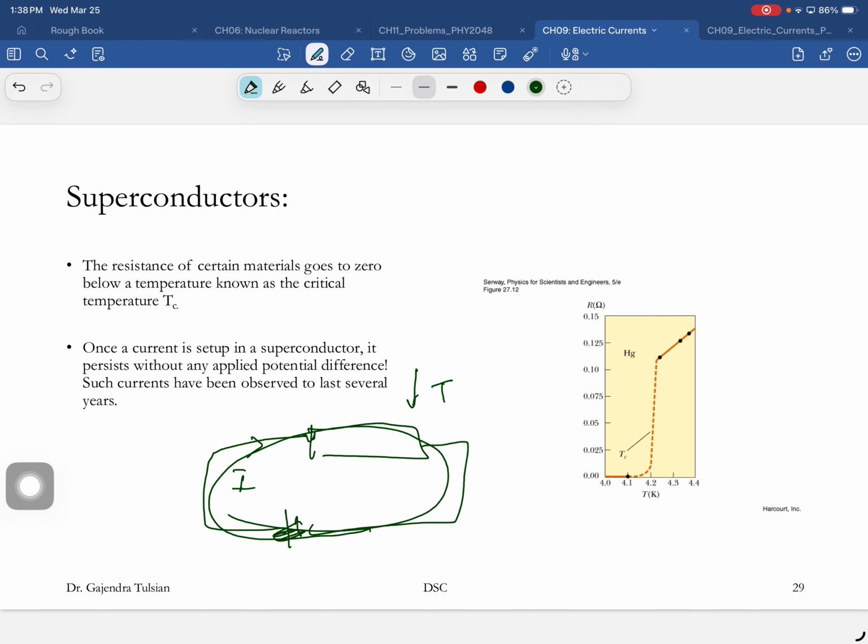It's a frictionless surface. You get the current flowing and it'll keep flowing forever. And they've tested this. So they've gotten a current flowing in a ring and it hasn't decayed for tens of years. That's a superconductor.